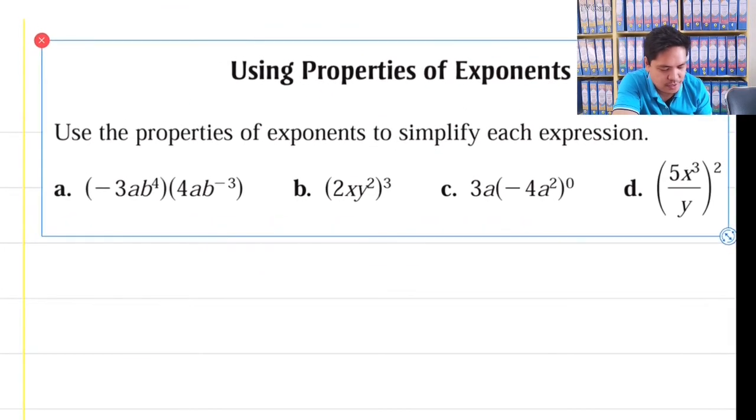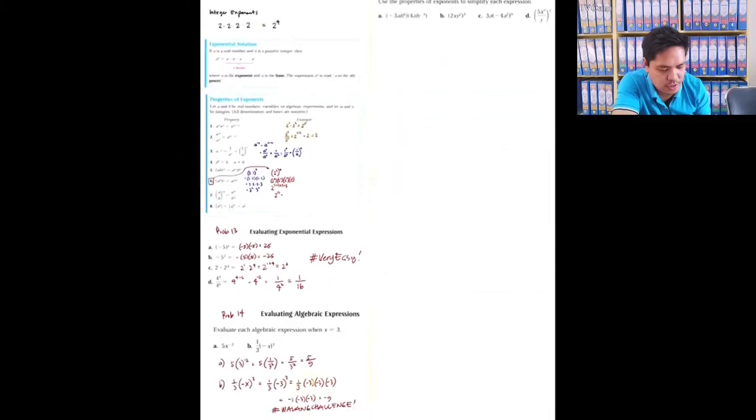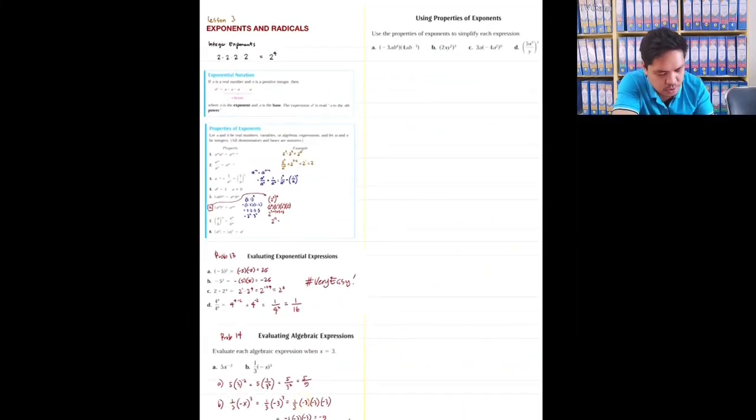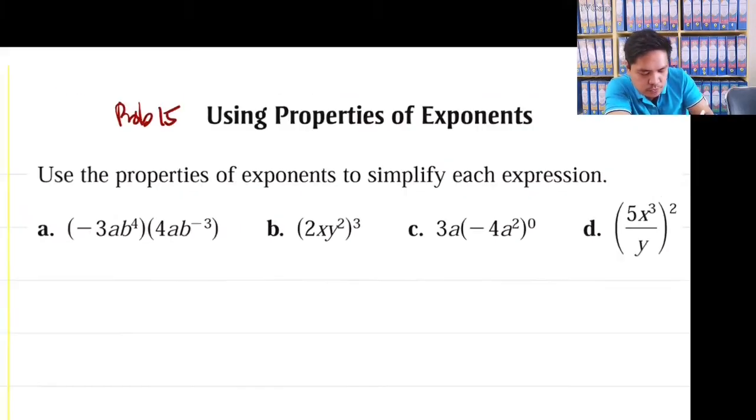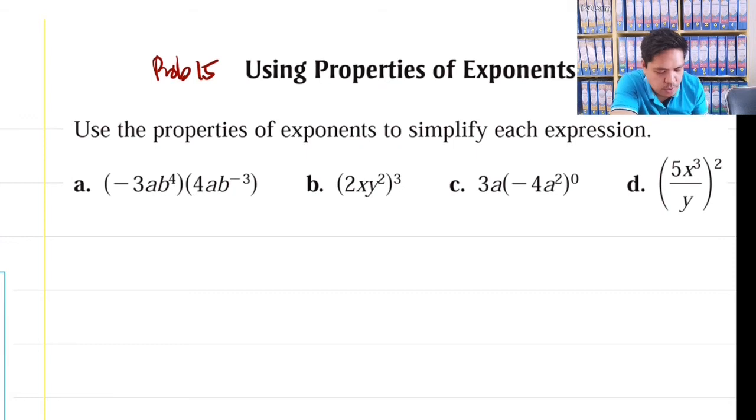Ay, nako. So, how about, let's try this problem. Kapila na. Makalimutan agad. Problem number 15. So, this is problem 15. Use the properties of exponents to simplify each expression. Kaya? Kakayanin? Okay? So, let's try letter A.